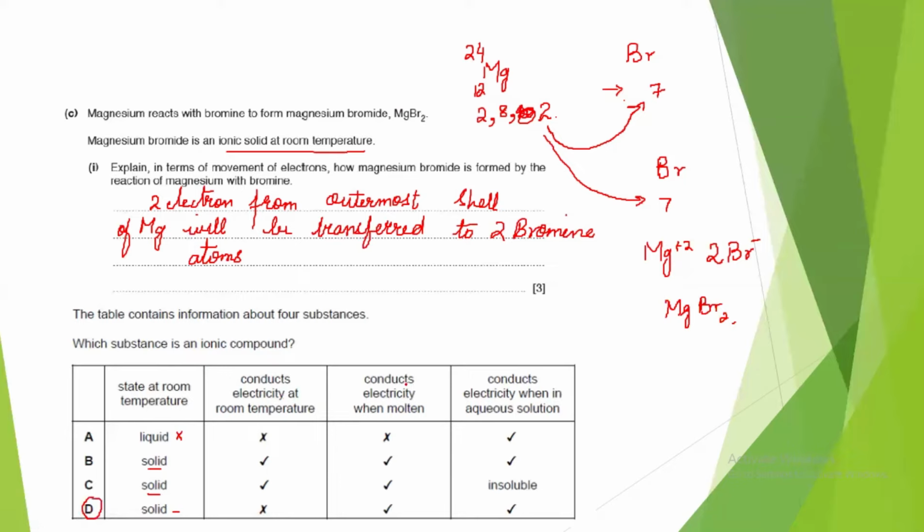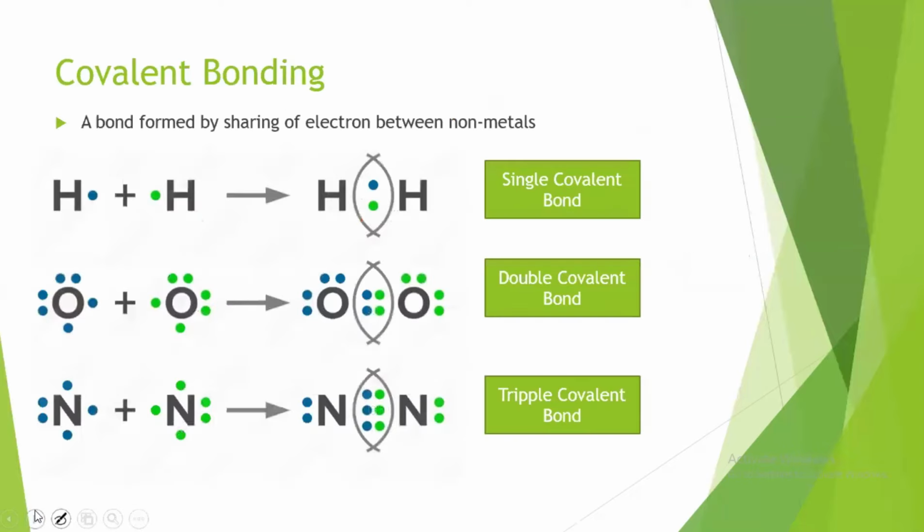Let's discuss some more. They can conduct electricity when molten. I have told you molten form is basically the melted form. And they can conduct electricity in aqueous solution. Yes, so this is also right. So D is the right answer.